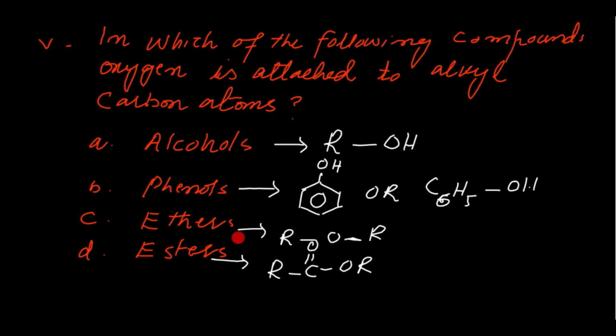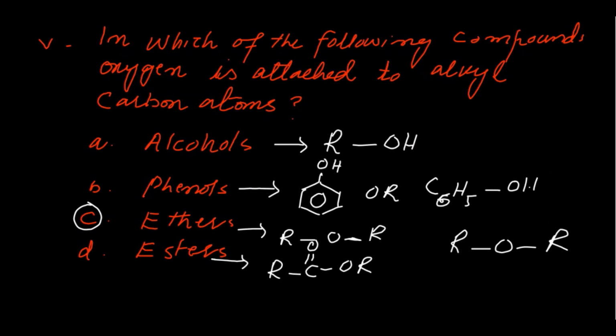In the case of ethers, what is the general formula for ethers? ROR. This is the general formula for ethers. Here students, we can notice in ethers, oxygen is attached with two alkyl carbons, right students? So what is the correct option, students? Here in this question, option number C is correct. What is option number C? If we write the general formula for ether, ROR, here we can notice oxygen is attached with two alkyl carbon atoms. So this is the correct option.